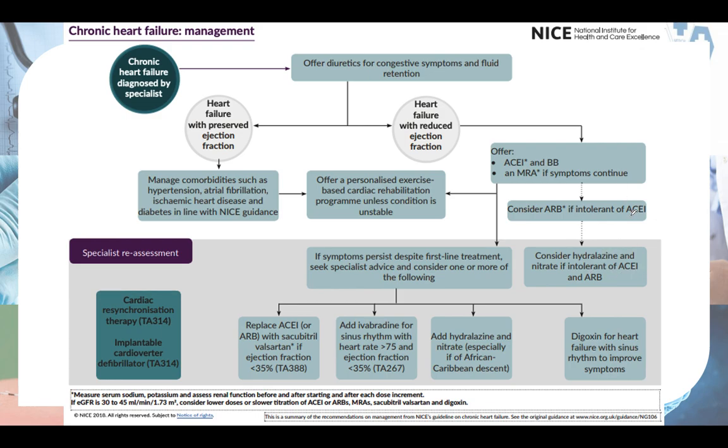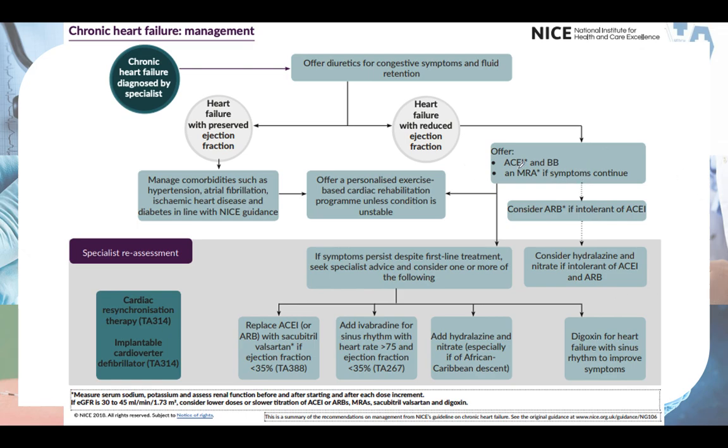If ACE and ARB are not suitable for them, you can consider starting them on hydralazine and nitrate. These are direct vasodilators. One of them dilates your arteries, and one of them dilates your veins. Dilating arteries reduces afterload, and dilating veins reduces preload of your heart. But these will all be decided by specialists, so I'm not going to go into a lot of detail. You can look at them yourself.